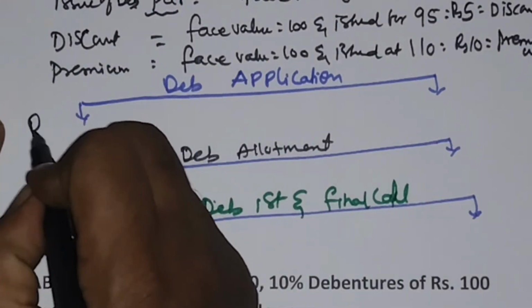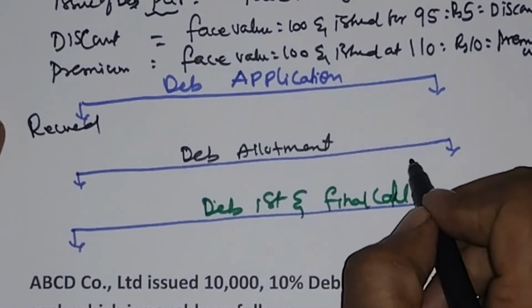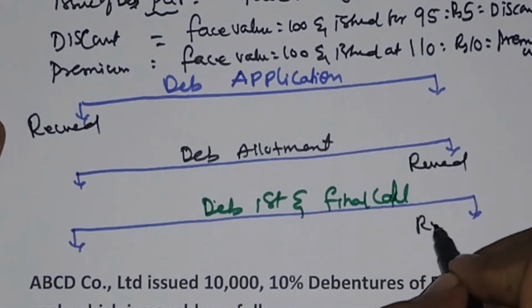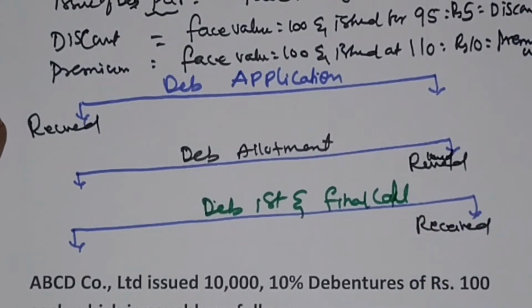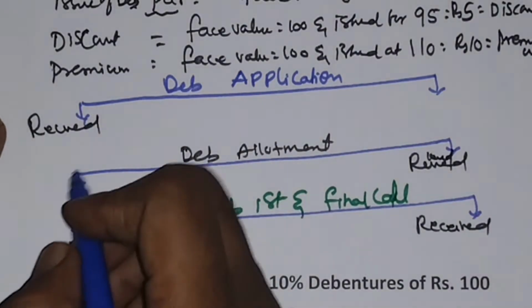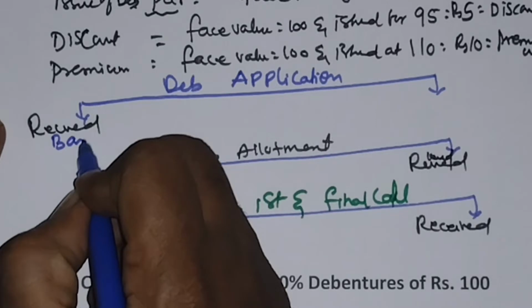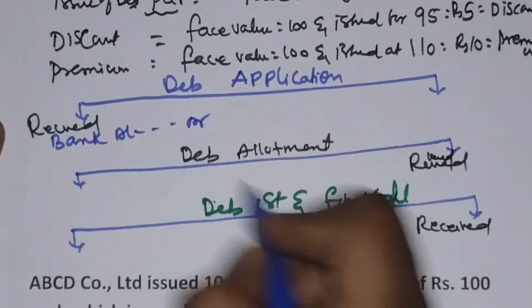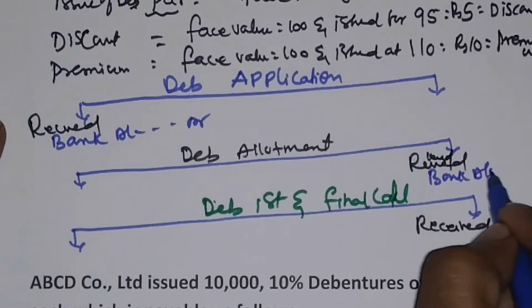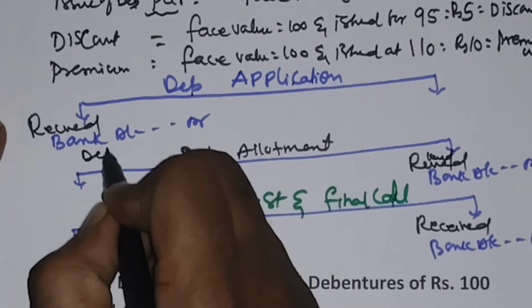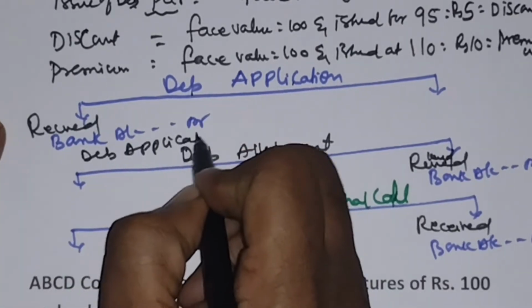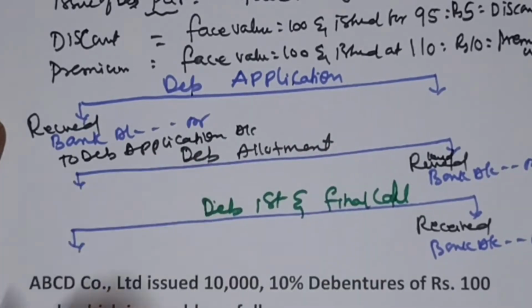For application, the received entry is always first, and for the remaining things, the received entry comes later. Remember that whenever there is a received entry, our bank account will be first. Bank account debit, bank account debit, and bank account debit, followed by, what is the heading? The heading is debenture application. Bank account debit to debenture application account.